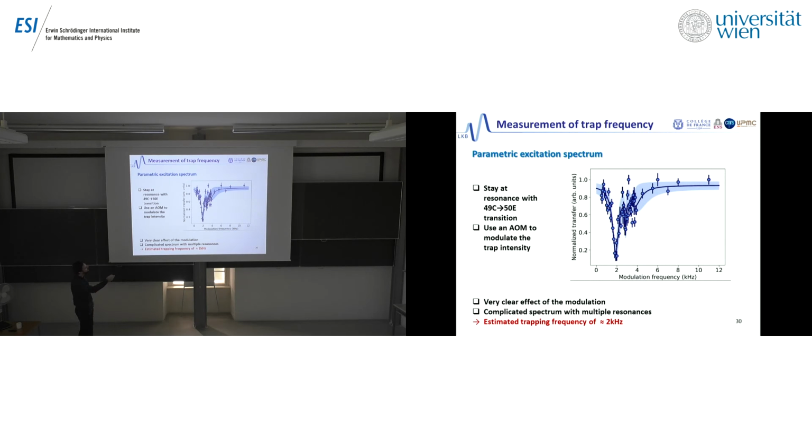The problem with this is that we have to drive this parametric excitation really hard, so the amplitude of modulation is really big in our case. And so you have anharmonicities, and it's quite hard to model this thing and to really extract the proper oscillation frequencies of your atoms in this case. But from, let's say, other measurements, we estimate a trapping frequency of around 2 kilohertz. But I should say that this is still a bit preliminary.